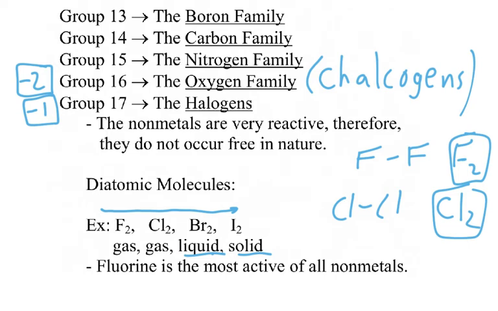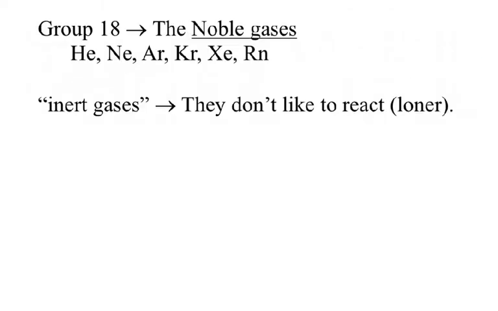Now, here's the ironic thing. Group 17 is the most reactive group in the periodic table, but right next to them, their neighbors, which is group 18, they're known as the noble gases. And these guys are the complete opposite. They're known as inert gases. Inert simply means that they don't react. In fact, that's their chemical property. The fact that they do not react. They are not reactive at all.